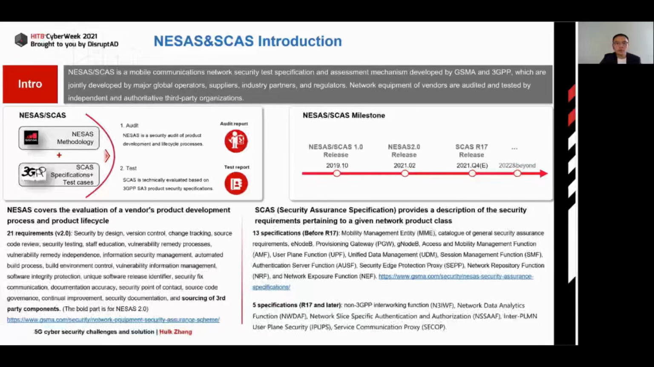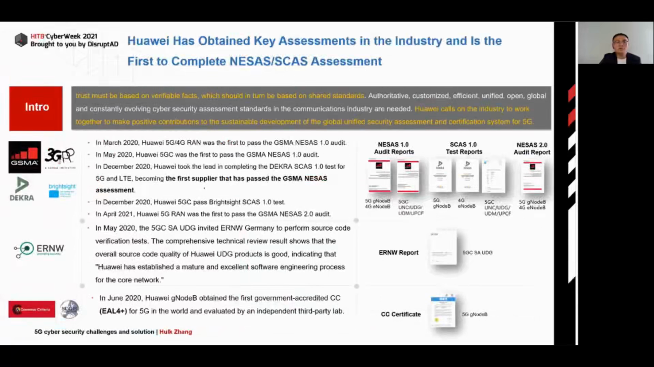And also, since we understand the importance and the benefits of applying unified standards, Huawei has obtained the key assessment in the industry and is the first to complete NESAS SCAS assessment. In March 2020, Huawei's 5G or 4G RAN was the first to pass the GSMA NESAS 1.0 audit. And two months later, our 5G core network was the first to pass the GSMA NESAS audit. And at the end of last year, Huawei took the lead in completing the SCAS 1.0 test for 5G and LTE. And we also became the first supplier that has passed the GSMA NESAS assessment again. Sorry, both of them the first time.